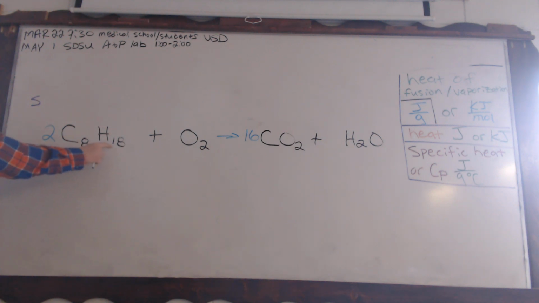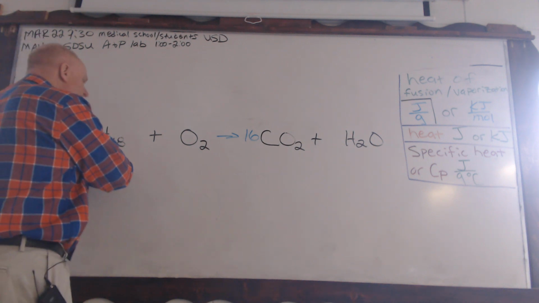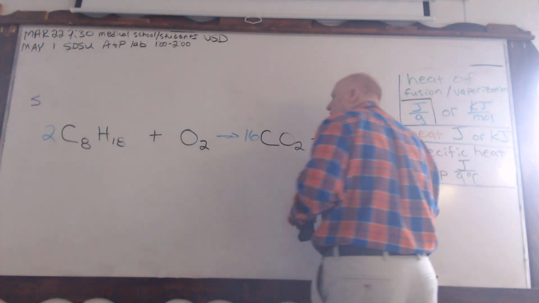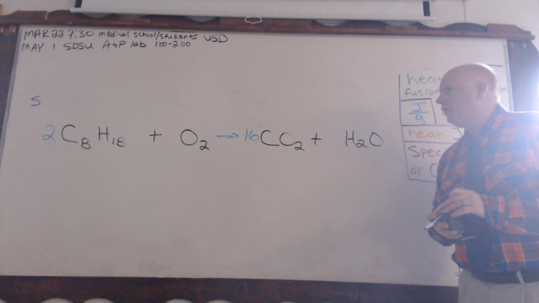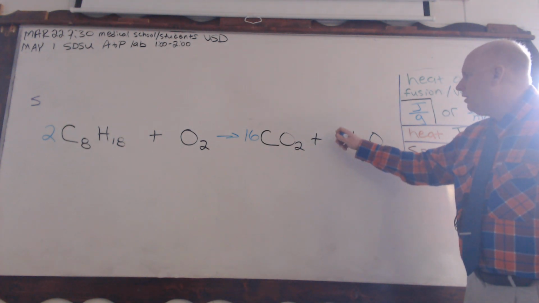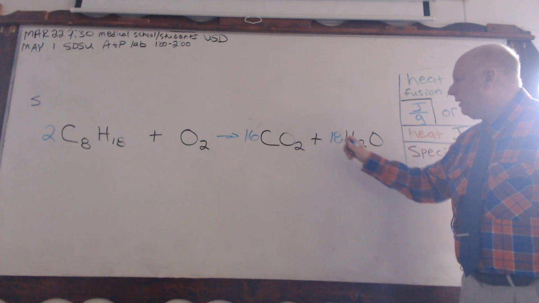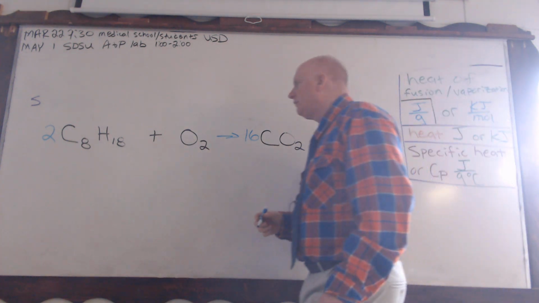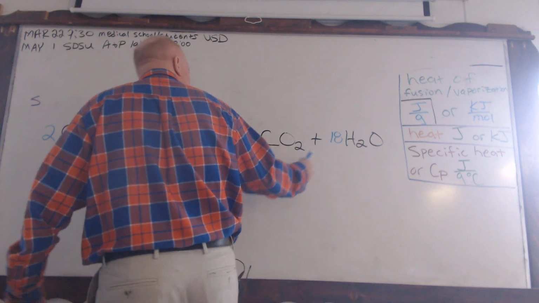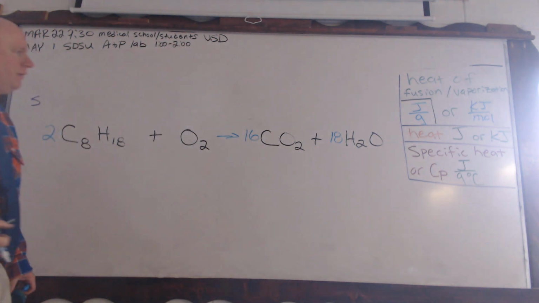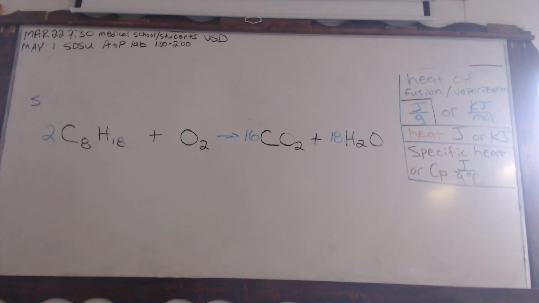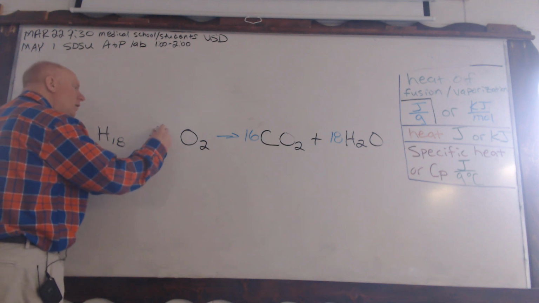Because what is 2 times 18? 36. So if 2 times 18 is 36, what did you have to multiply that to get to 36? 18. So if we take 18 times 2, that will give us 36. Okay, 18 and 2. Now, your oxygen: 16 times 2, 32. 18 times 1. 18 plus 32 is what? 50. 50 divided by 2, 25.